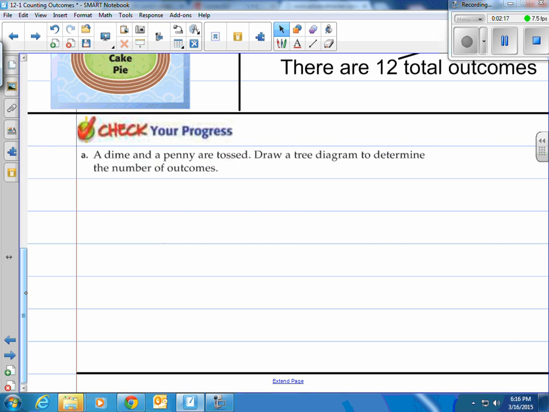All right, you give it a shot. Pause the video, try this one, come on back, see how you do. Now it says a dime and a penny are tossed. Draw a tree diagram to determine the number of outcomes.